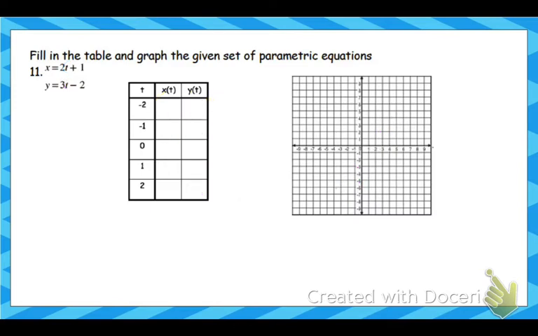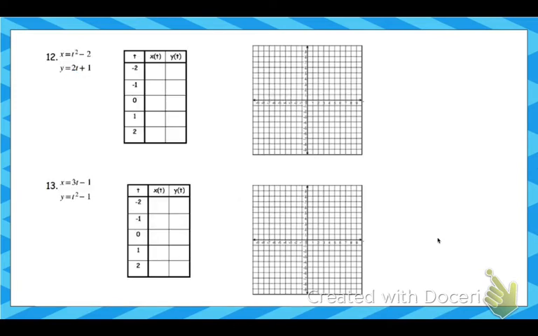All right, let's try another one. Same process. This one will look a little different because it's something squared, but it's still the same process here. Take -2, plug it in for t in the x equals equation. And remember, when it's a negative, just like we did with vectors, you have to put that -2 in parentheses and then square it. It's a -2 times a -2, which is +4. 4 minus 2 is 2.